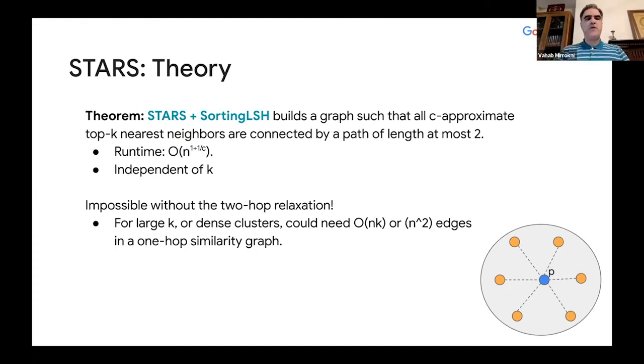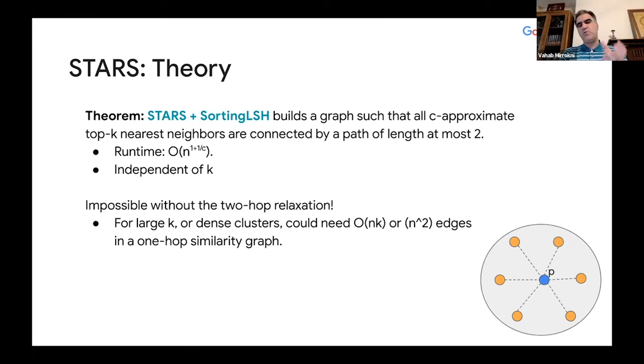So in a nutshell, roughly speaking, what we achieve by using the stars and sorting LSH, for example, is we build a graph that has this property that the top k neighbors are not necessarily connected to each point, but they're connected within a path of length 2. And that gives us the ability to make the graph building part, even the running time, independent of k, which is the top k that we want to compute. And that gives us big advantages.